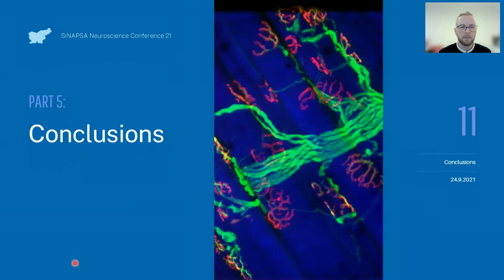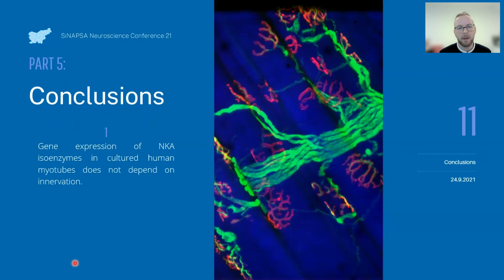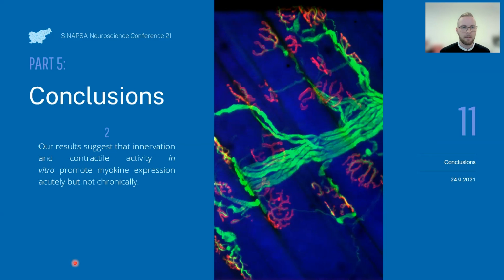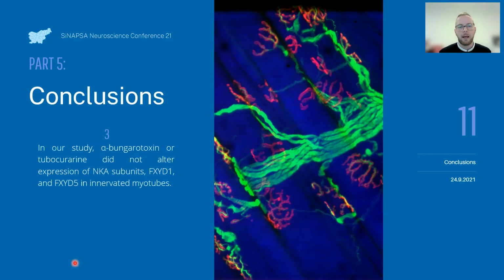So, to conclude, our results show that gene expression of NKA isoenzymes in cultured human myotubes does not depend on innervation. We also suggest that innervation and contractile activity in vitro promote myokine expression acutely but not chronically. And in our study, at least, alpha-bungarotoxin or tubocurarine did not alter expression of NKA subunits, FXYD1 and FXYD5, in innervated myotubes.